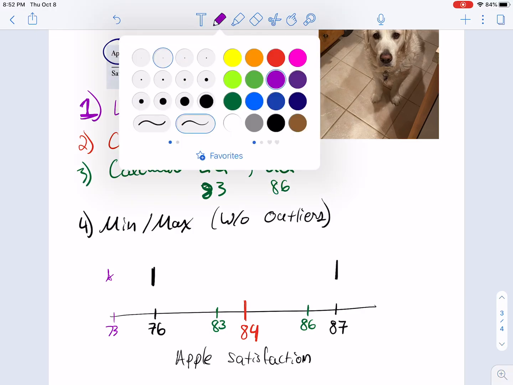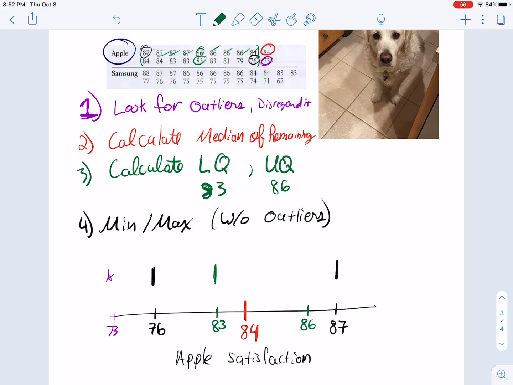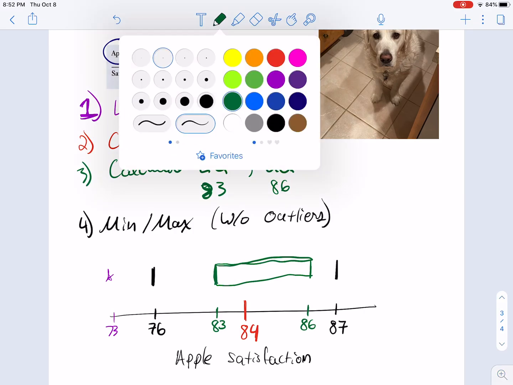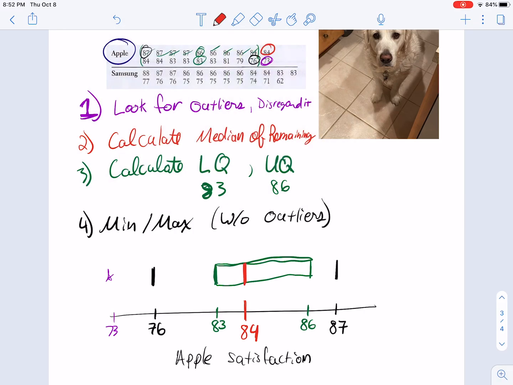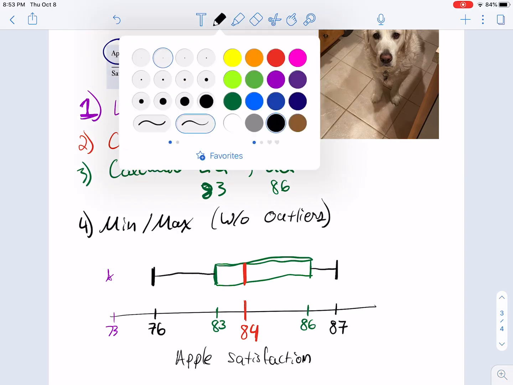And then finally, to make the box and whisker plot, we're going to make a box using my upper and lower quartiles. I'm going to plot my median. So there's my box, and then here are my whiskers out to the max and the min. All right, there's my box and whisker plot, and it tells us kind of how data is bunched. This is saying a lot of the data is between 83 and 86 based on median, right? So most of the data is in this green box.